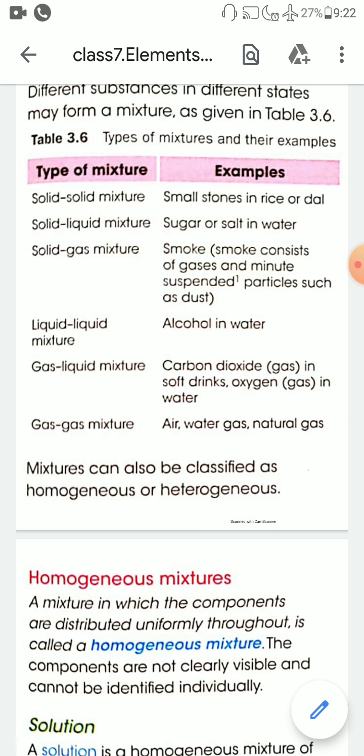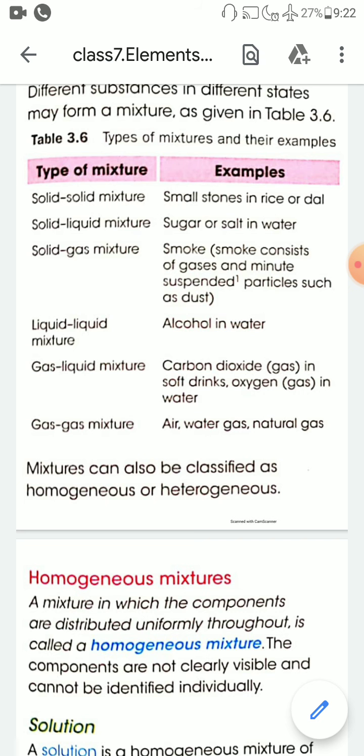Next type of mixture is liquid mixture, that is, both components are liquid. Example is alcohol in water. Next type of mixture is gas liquid mixture, that is, gas in liquid. Example is carbon dioxide gas in soft drinks or oxygen gas in water. So it is an example of gas in liquid mixture.